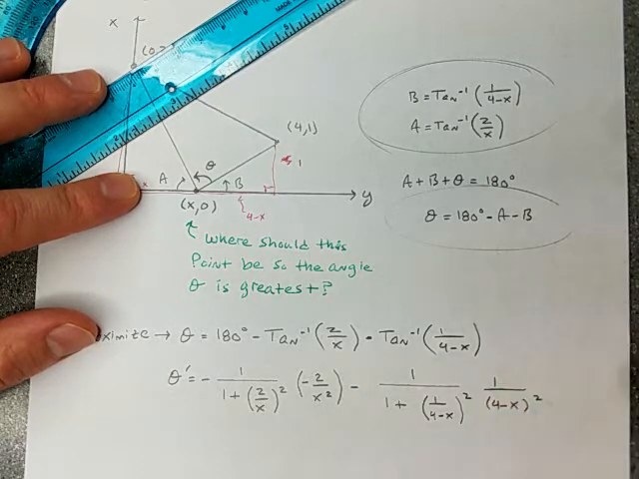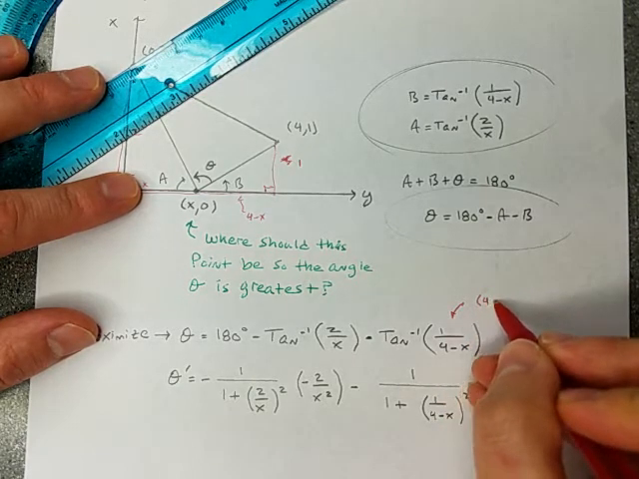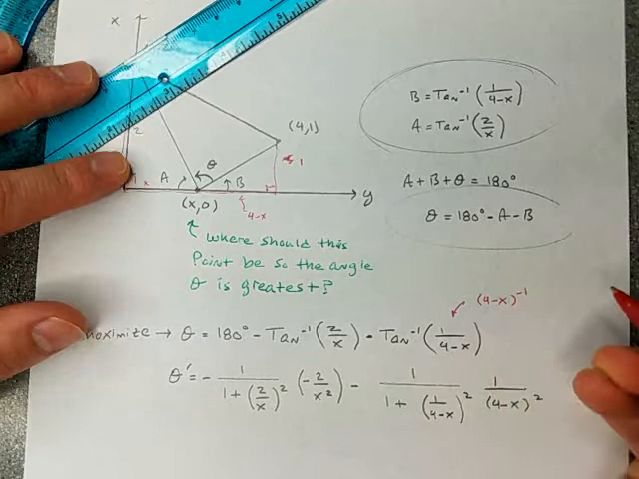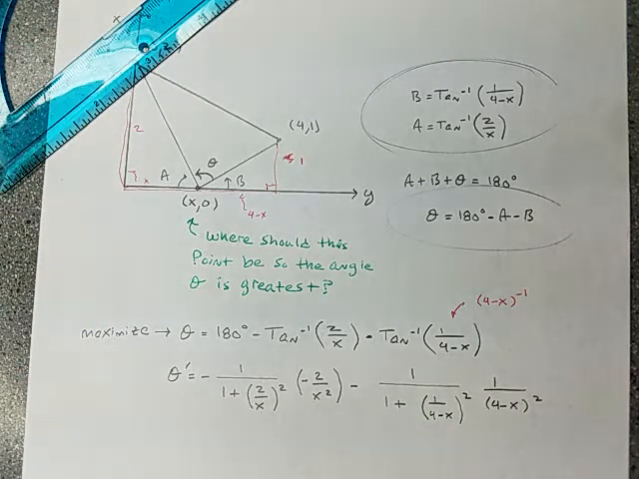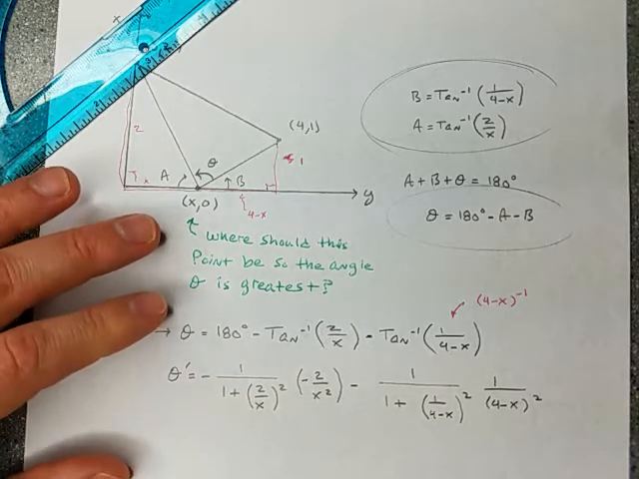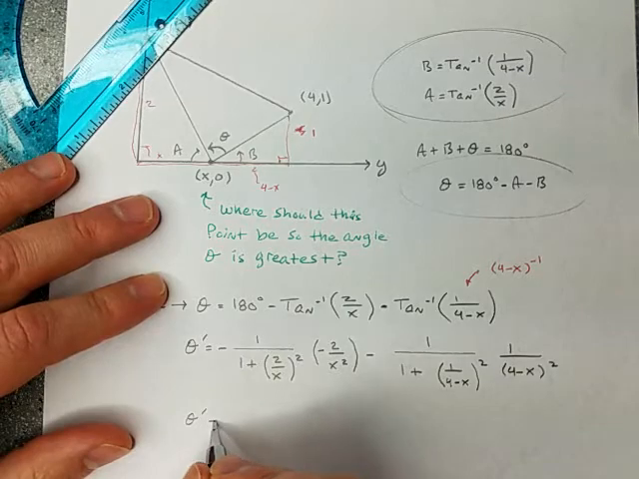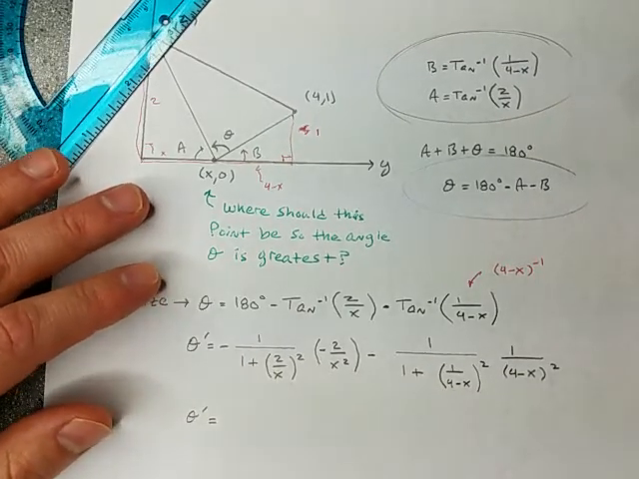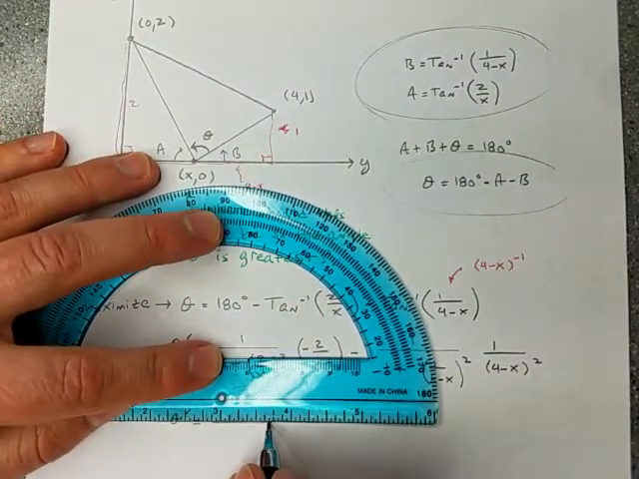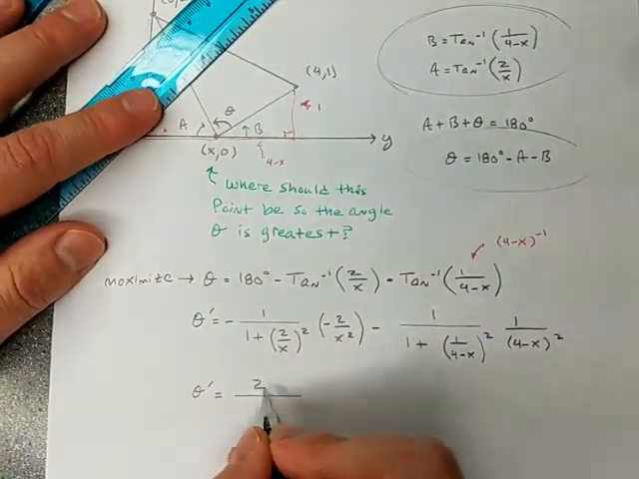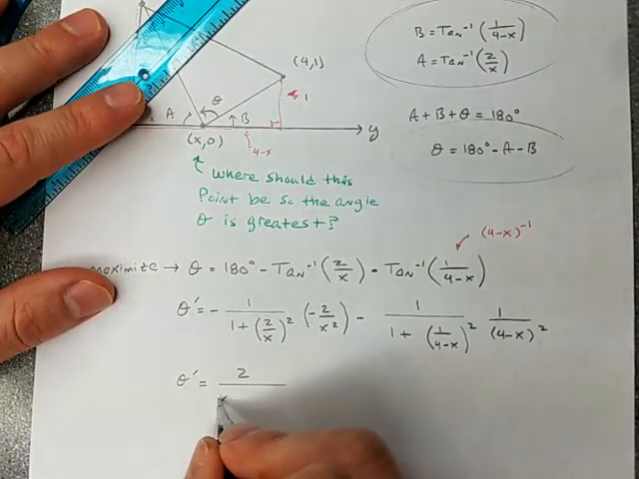Okay, and that's just because we could think of this part right here as 4 minus x to the negative 1 power and use the chain rule on it, and that's what you'll get. All right, let's do a little more simplifying. That makes theta prime equal to, again with some simplifying, for this first one, doing algebra and so on that we probably know how to do, but if you need to ask about it, you can. You'll get 2 over x squared plus 4.